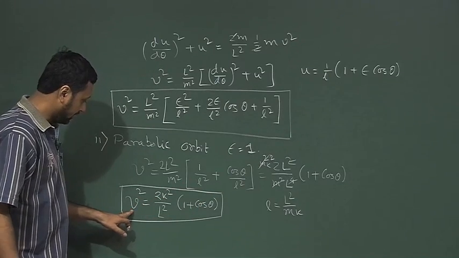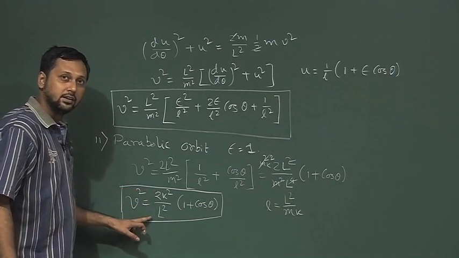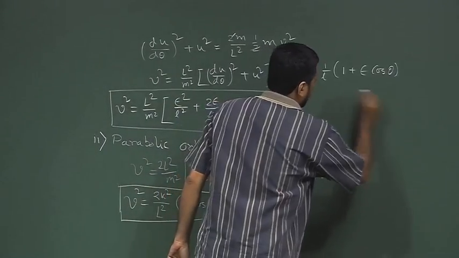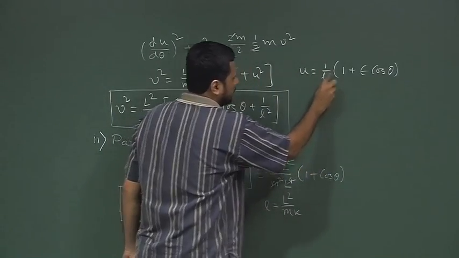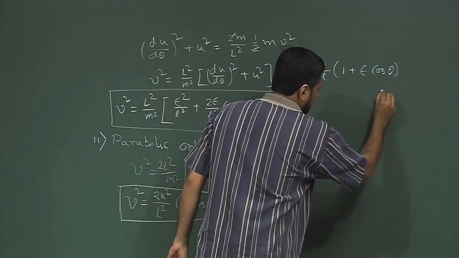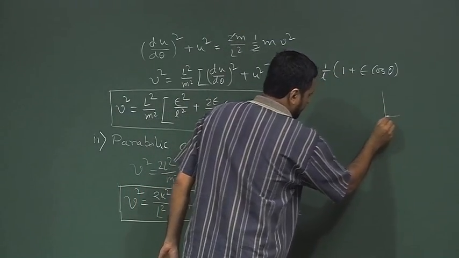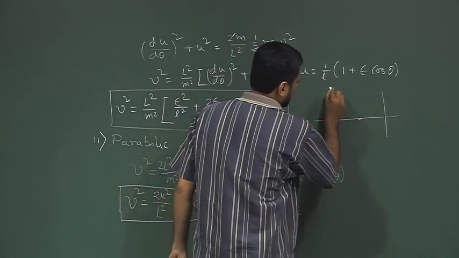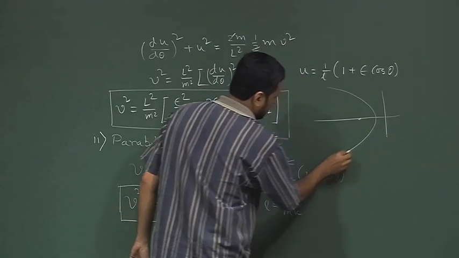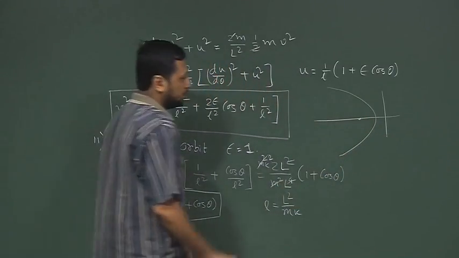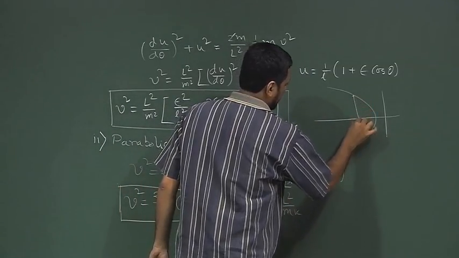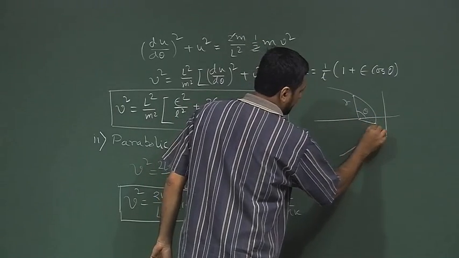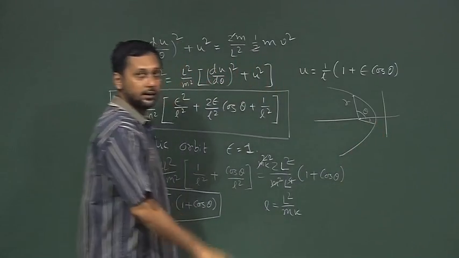if you try to see how the speed varies along the orbit of a parabola. If the equation is L by R equal to 1 plus epsilon cos theta, as I have discussed already, then this will be your focus, and your parabola will be something like this. So, for any point, this is your R and this is your theta, or for any point here, this is your R and this is your theta.